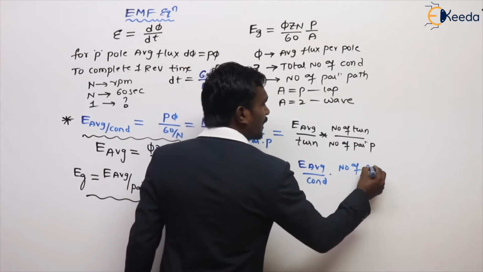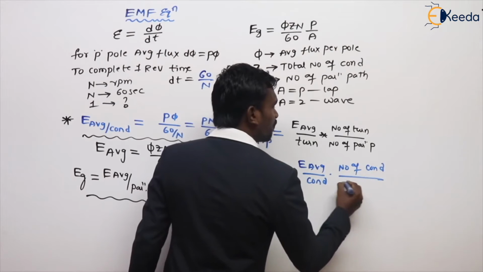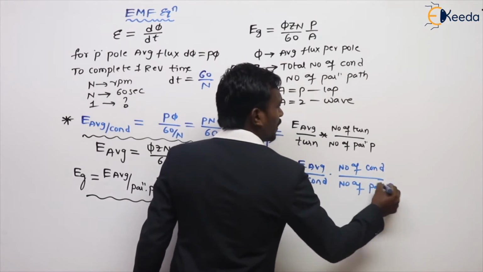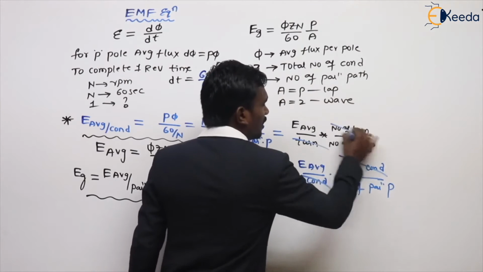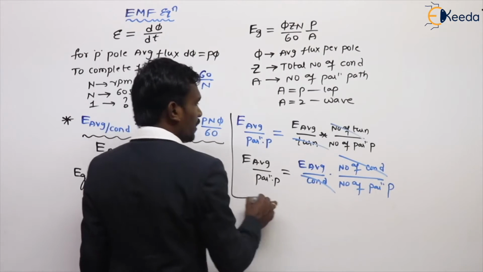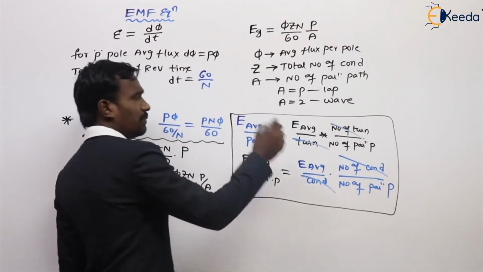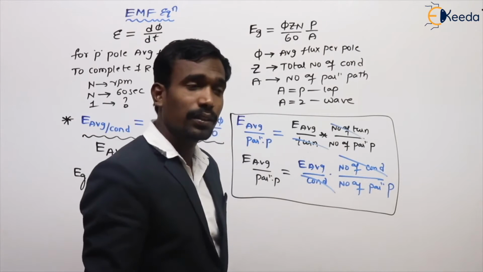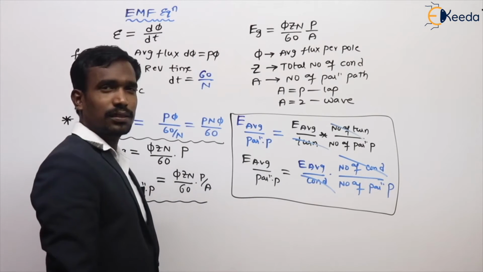Number of conductors by number of parallel paths. Then these two get cancelled out, and you can get E average per parallel path. Like that you can find the generated EMF. Generated EMF is nothing but E average per parallel path. You should remember that point.